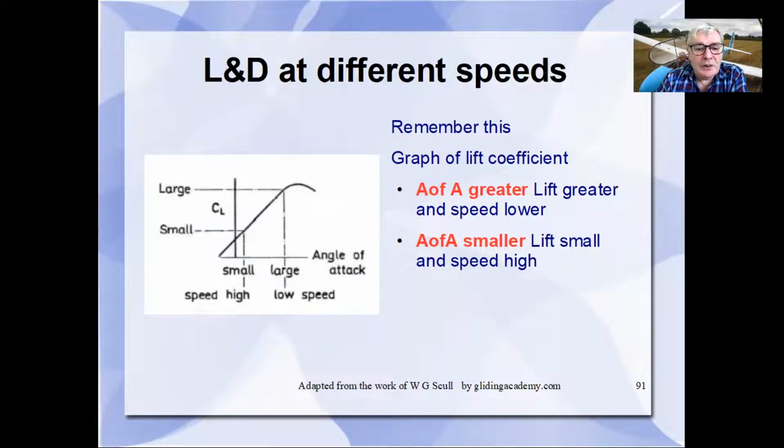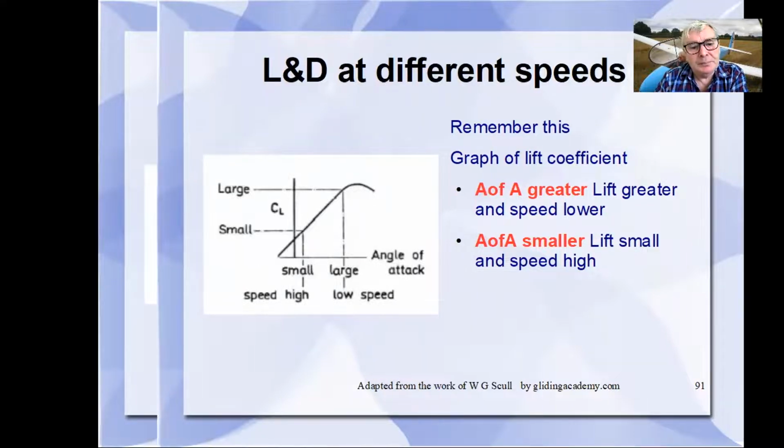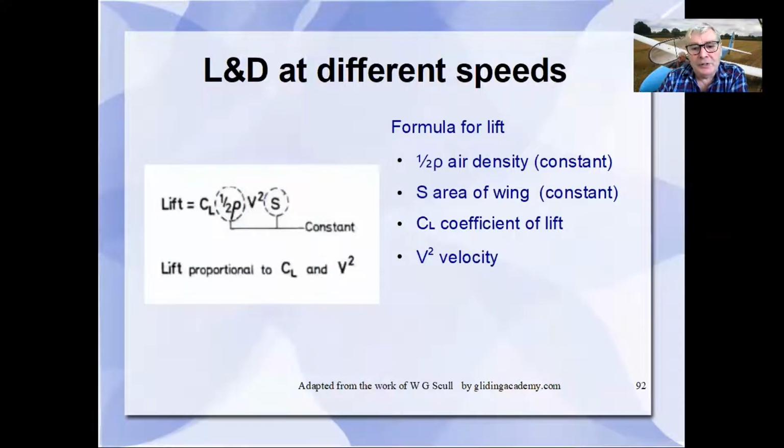If you remember this graph, the coefficient of lift, something should start becoming apparent to you, and that is if we have a greater angle of attack, the lift is greater, but paradoxically, the speed is lower. If the angle of attack is small, then the lift is small, but the speed is high. And there's a sort of trade-off going on here. And we can see that from this simple formula.